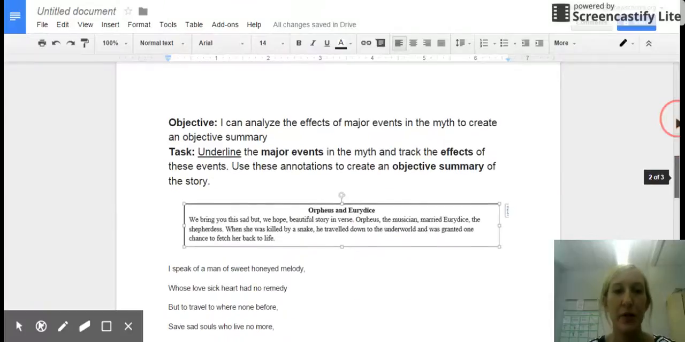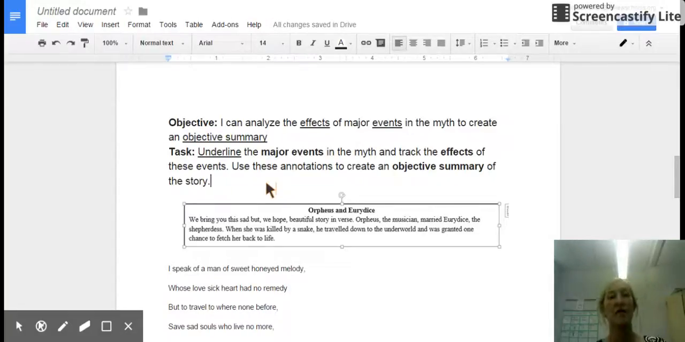So our objective today is that we can analyze the effects of major events in the myth. So events happen, what effect do they have? How do they cause something to be different or to change? To create an objective summary. As we are reading, you are going to underline major events in the myth to track the effects of these events. So what is the event and then what happens because of it? And then finally, we're going to use those annotations to eventually create an objective summary of our story.